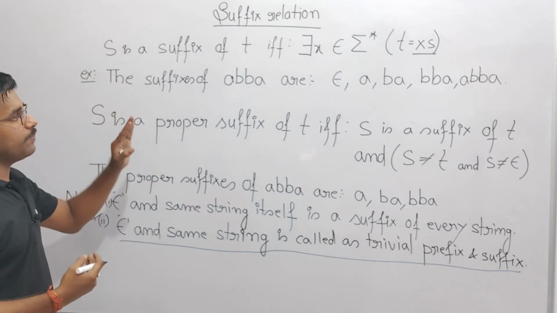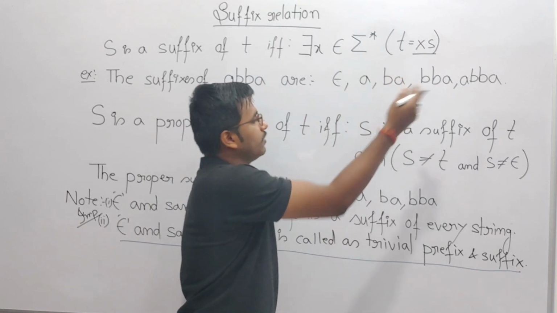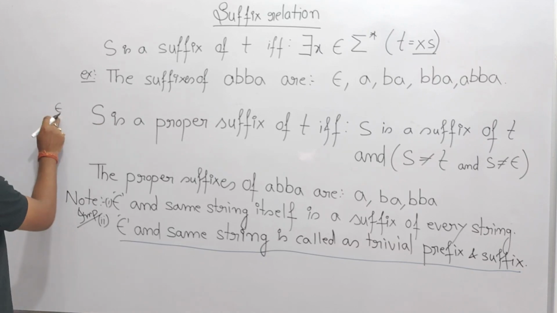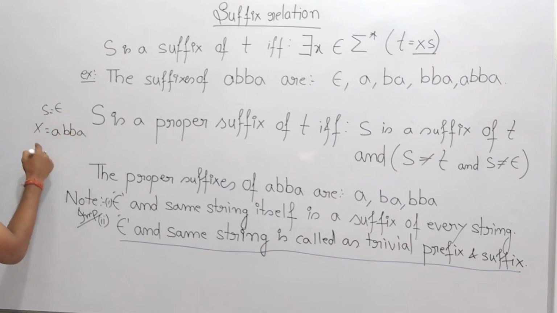Example, the suffixes of abba are epsilon, a, ba, bba, abba. How am I taking them? Epsilon is a suffix. When s is epsilon, then x is going to be abba, okay, abba. So the string t is going to be xs. So x is abba, then epsilon is going to give you abba, like this.